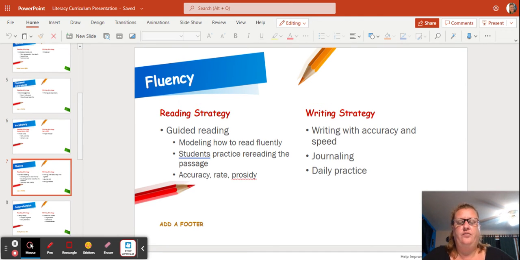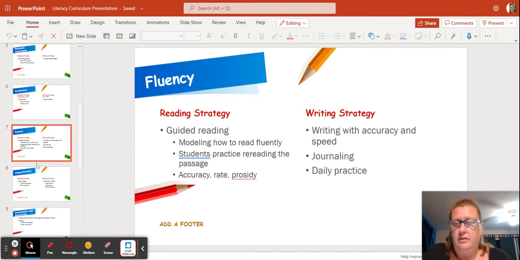Fluency, guided reading is one strategy to build fluency. I, as a teacher, would model how to read a passage fluently with accuracy, rate, and prosody. Students would reread in a whisper voice the passage in order to try to mimic the fluency. Writing strategy, students need to journal on a daily basis and practice writing.